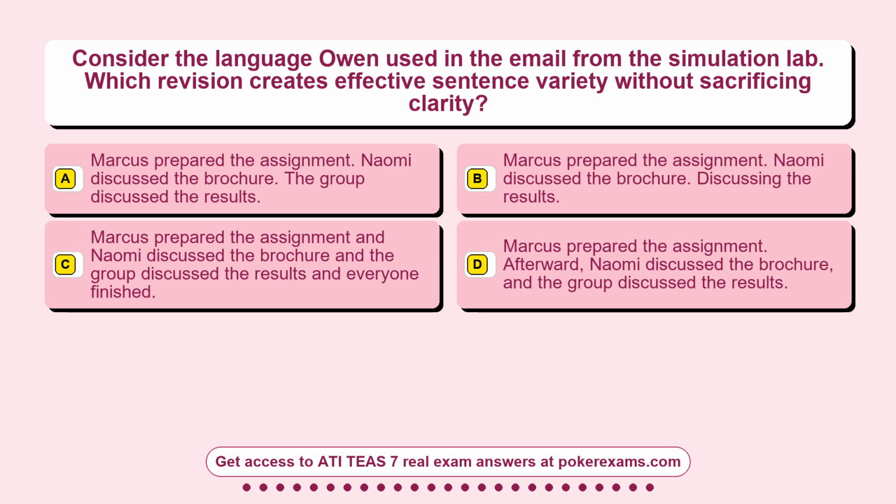Question 6. Consider the language Owen used in the email from the simulation lab. Which revision creates effective sentence variety without sacrificing clarity? Option A, Marcus prepared the assignment. Naomi discussed the brochure. The group discussed the results. Option B, Marcus prepared the assignment. Naomi discussed the brochure. Discussing the results. Option C, Marcus prepared the assignment and Naomi discussed the brochure and the group discussed the results and everyone finished. Option D, Marcus prepared the assignment. Afterward, Naomi discussed the brochure and the group discussed the results.